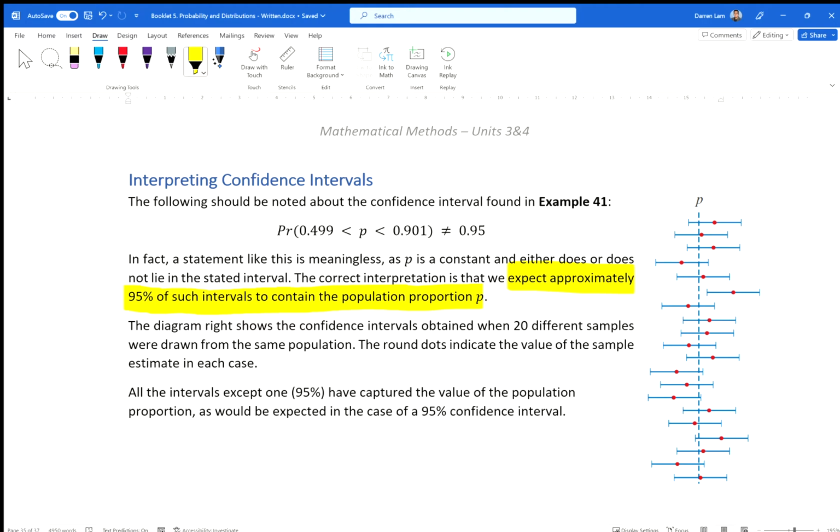Really what I'm trying to get you to take away from this is don't write that original notation of probability. If the question says interpret this, write approximately 95% of intervals contain the population proportion P. That's really all you need to write. Of course, the percentage may change depending on the question.